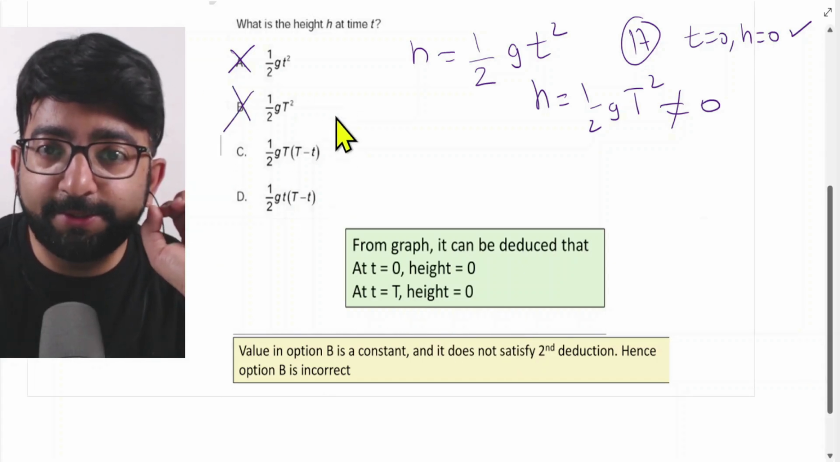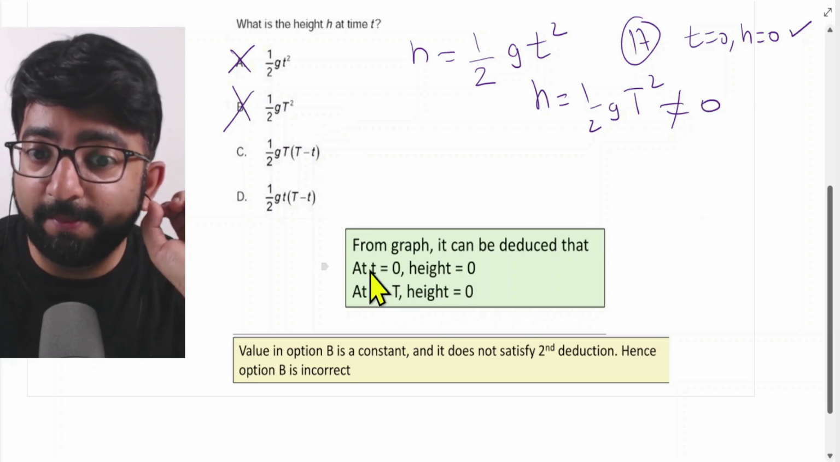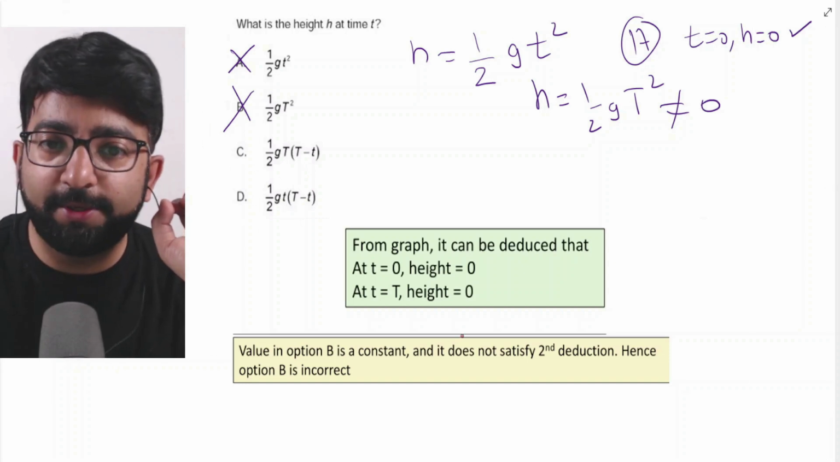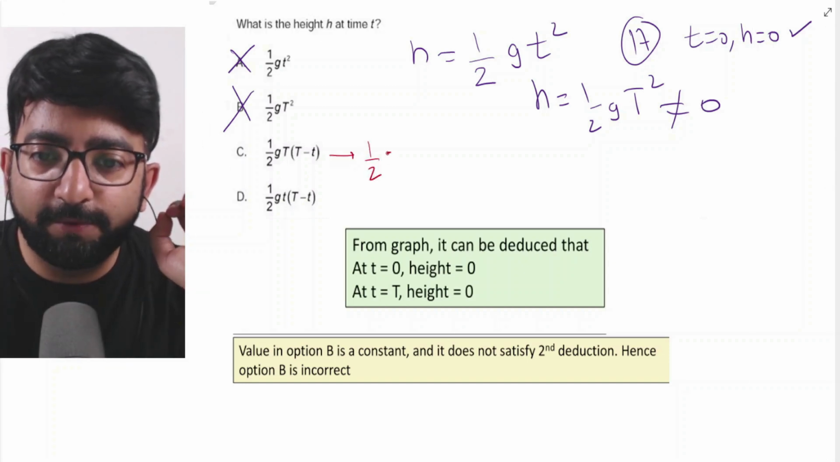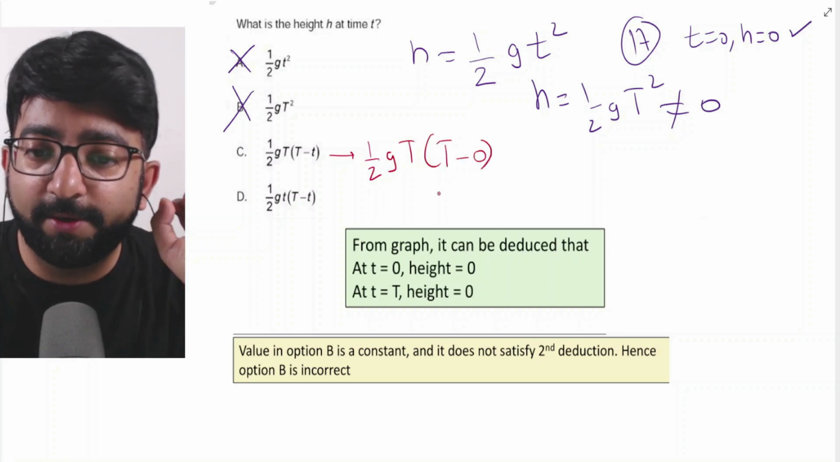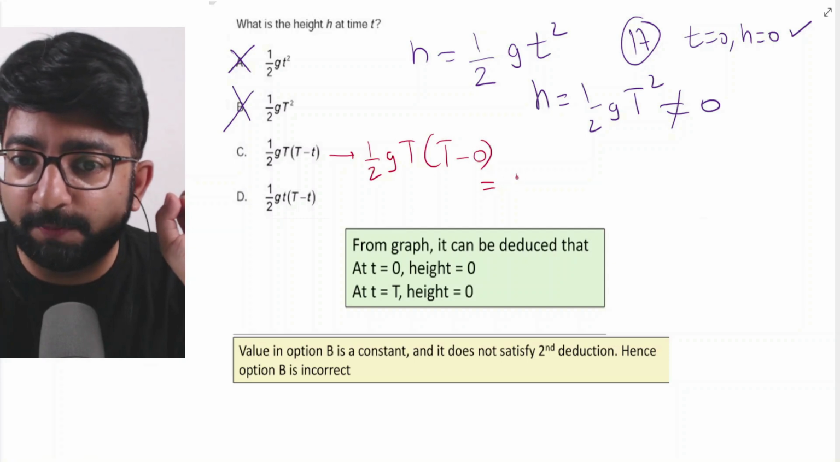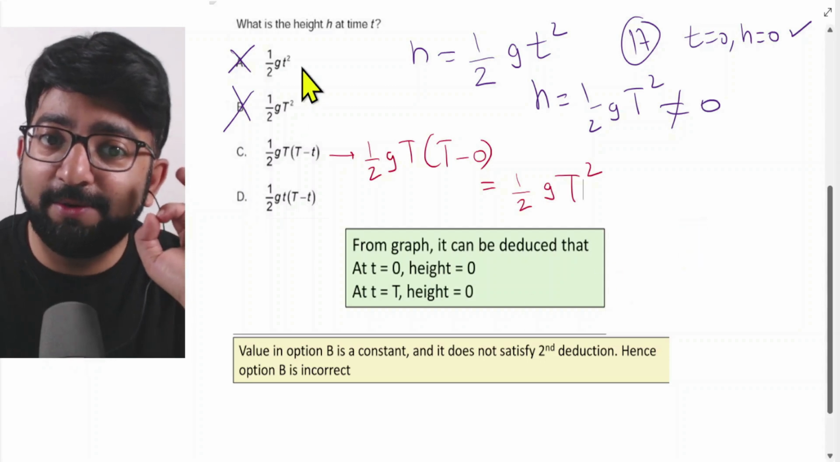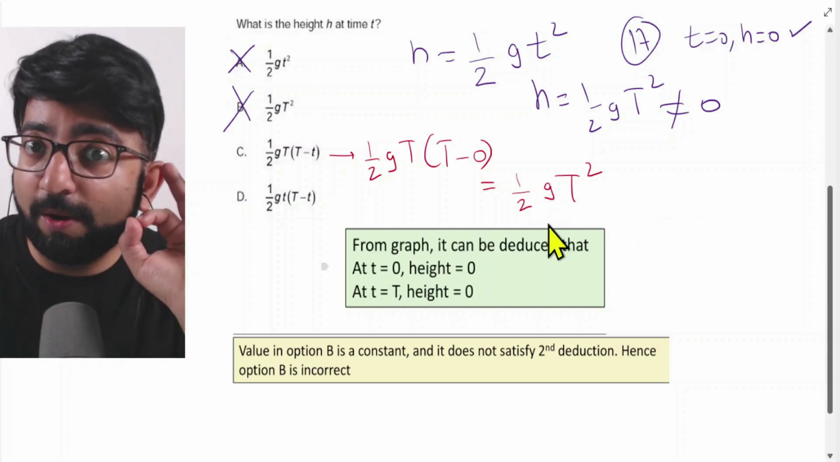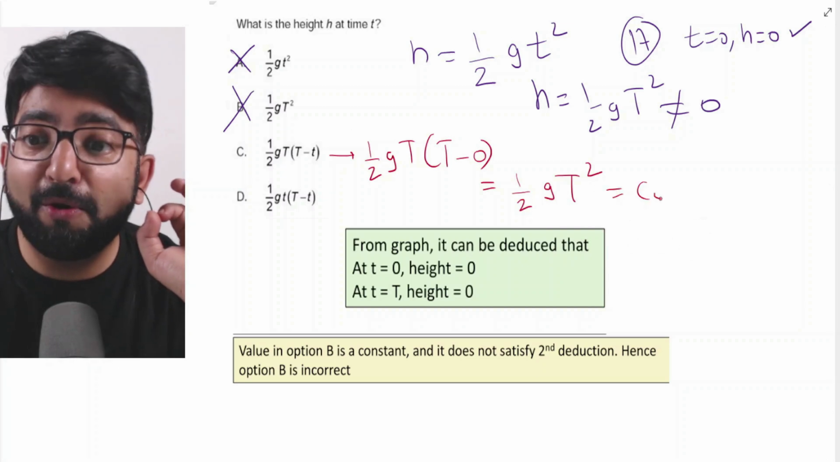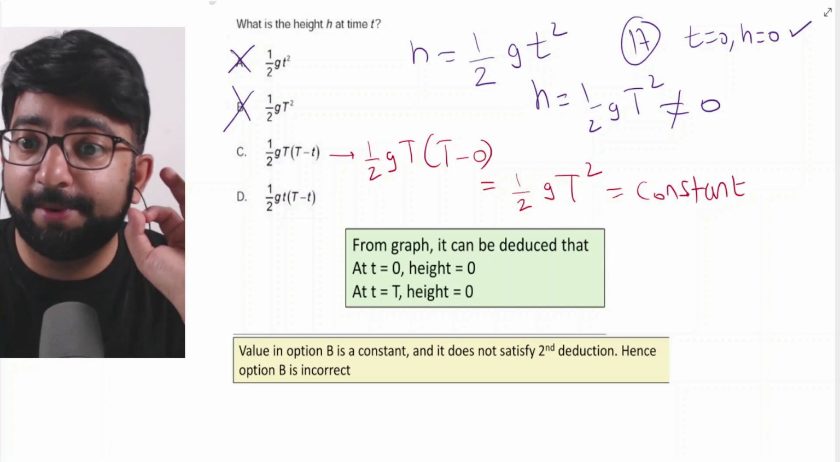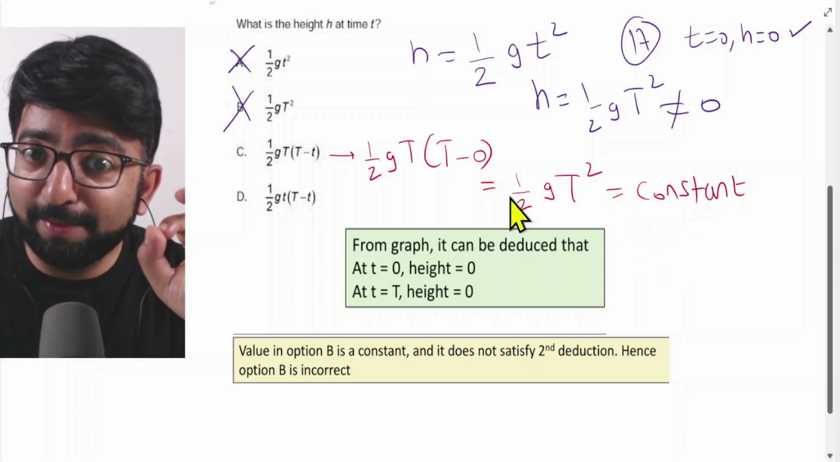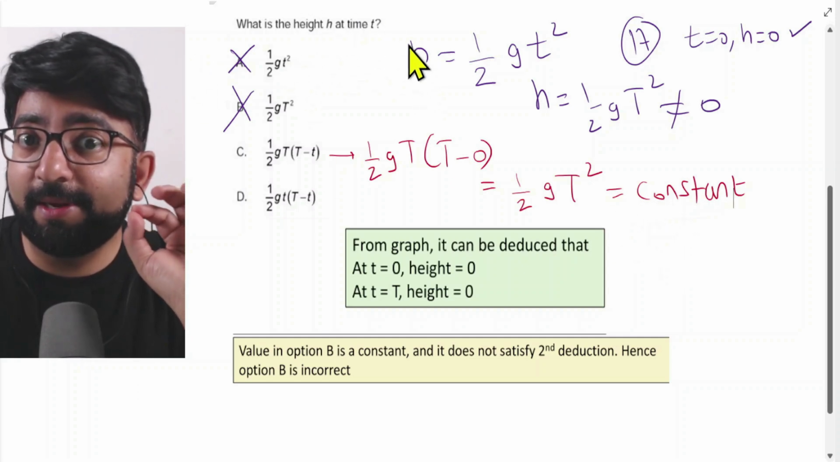Now let us look at option C, and let's try to put the condition time t is equal to 0. So if we put time t is equal to 0 in option C, let's see what do we get. Half g capital T into capital T minus 0, since time we are considering as 0. So if we simplify this expression, we will get half g capital T square, which is the same expression which was there in option B. Now, half g capital T square is a constant value. Let us write this down. Capital T is a constant. Now, which is not possible because the height at a particular time t cannot be a constant.